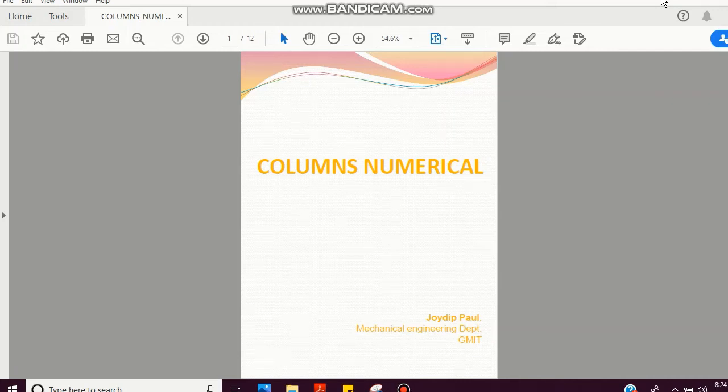Welcome students. Today we're going to start the column numericals. In the column theory, we have already learned the different types of columns, their applications, the Rankine hypothesis, safe load, buckling load, etc. So now we are going to do some numericals. So let's start.